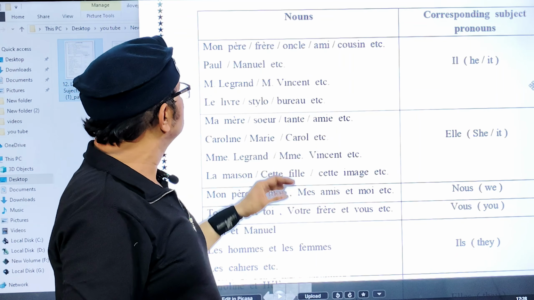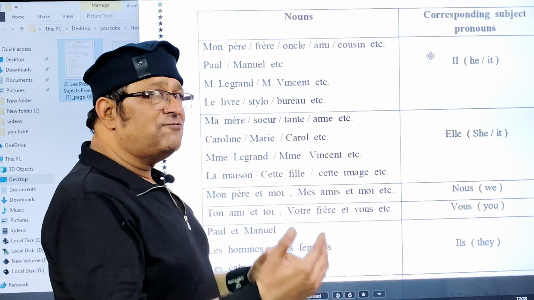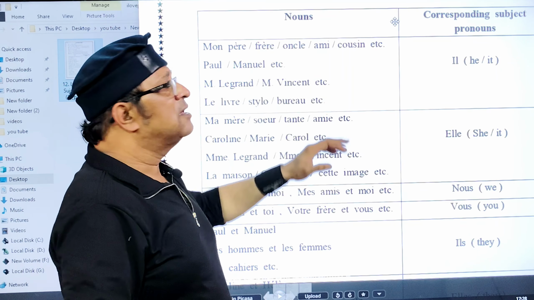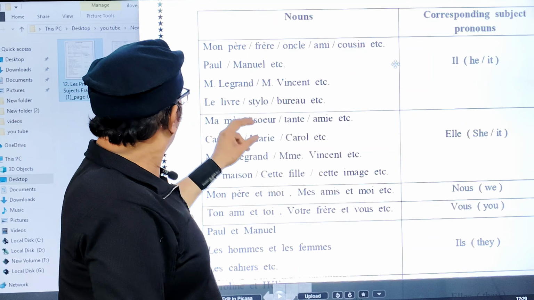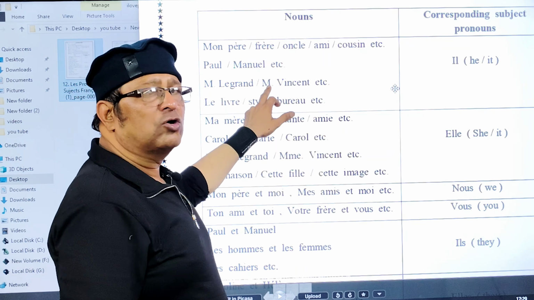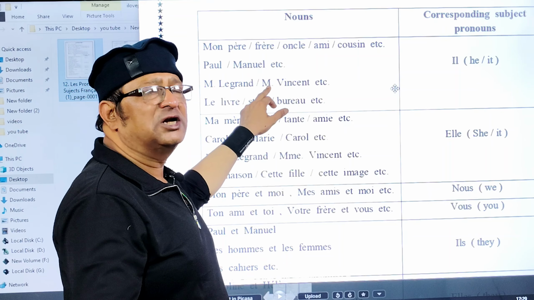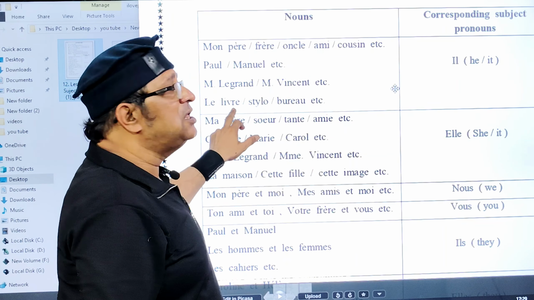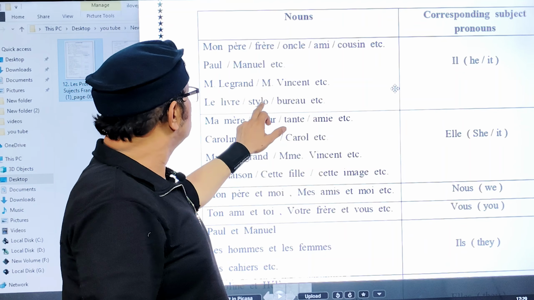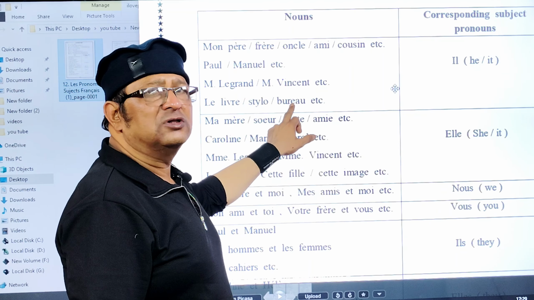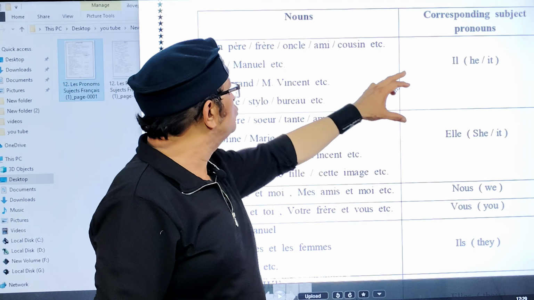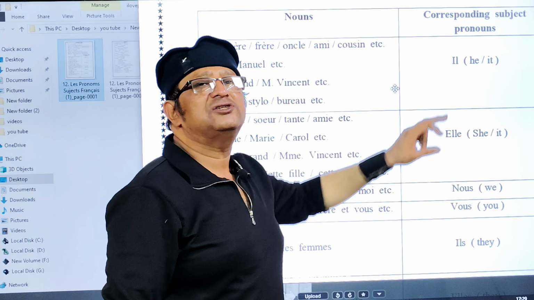So with all these third person forms, then if someone's name is there like Paul, Manuel, Caroline, Carole, or Monsieur Legrand, Monsieur Vincent, M is short form of Monsieur, gentleman sir. Then le livre, that is the book. Le stylo, pen. Le bureau, that is desk. So with all these words, we have to use third person singular form, that is il.